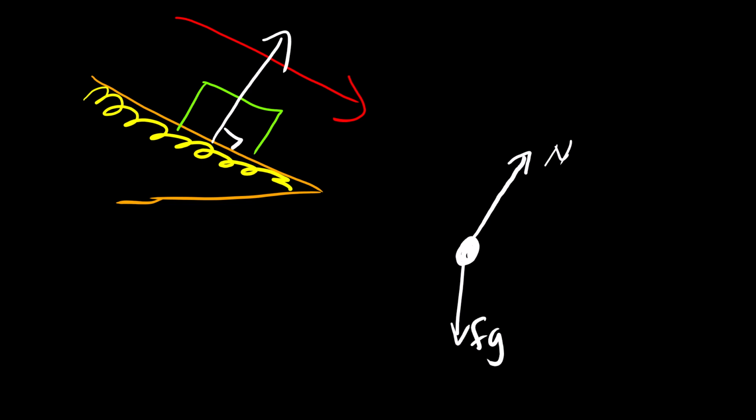Sometimes an incline might be like this. So for the free body diagram, the normal force will be in this direction. Remember, it must form 90 degrees. So we have gravity, and then we have kinetic friction.